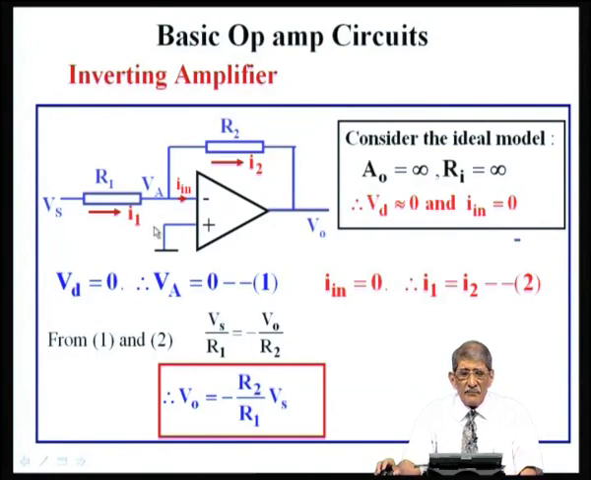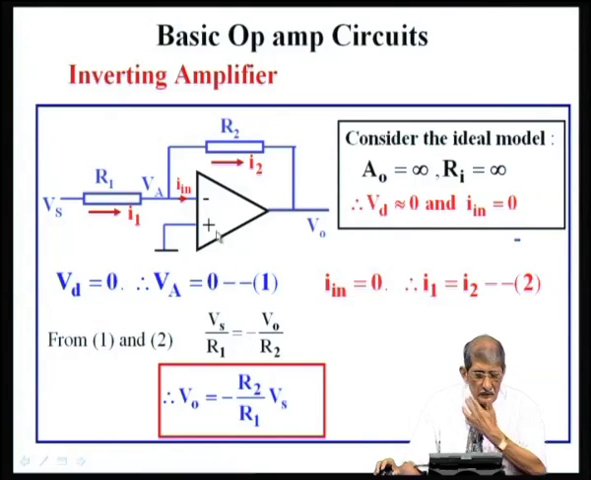So, the gain of this amplifier is actually negative, the output is negative, and the gain magnitude is R2 by R1. Here the input will be very, very small, say 0.5 volts. If the gain is 10, I will have 5 volts output.